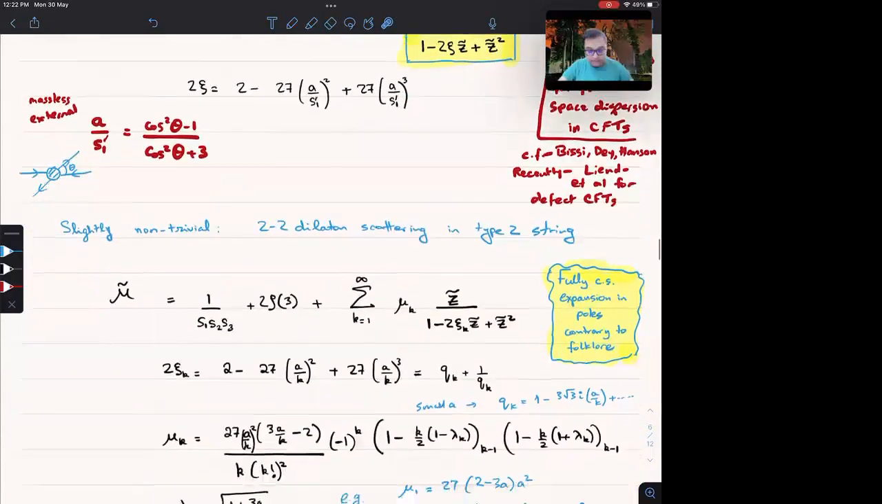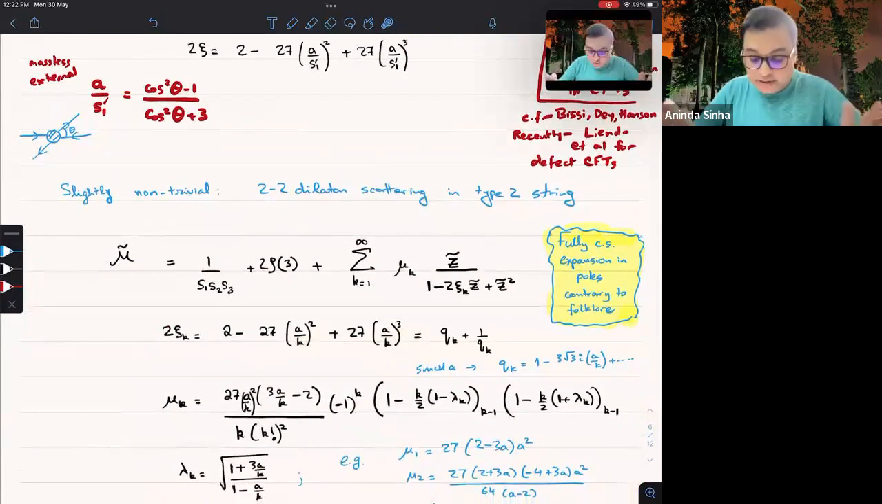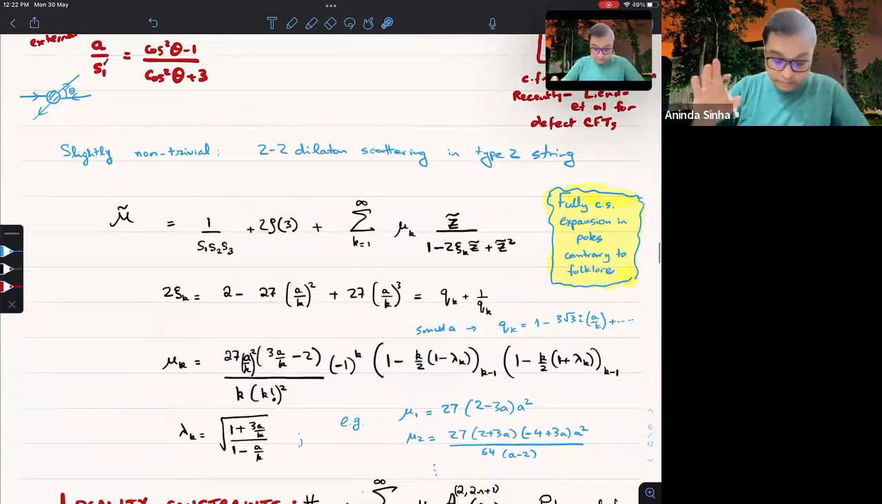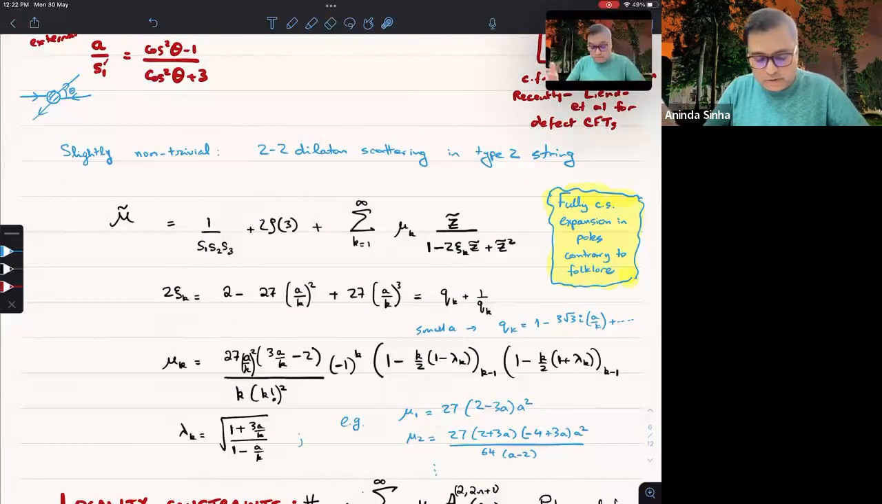So let me give you an example. This is a 2-to-2 dilaton scattering in type 2 string theory. This is the representation using the dispersion relation, and why this representation is correct, you can just do a low energy expansion of the known answer, which has been studied for a long while, for example, in papers by Michael Green and collaborators, and you can compare with that expression.